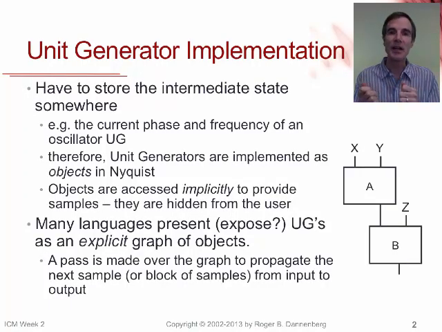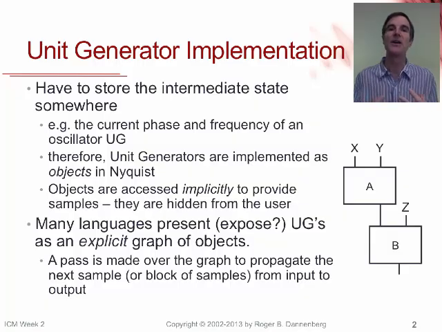So if you're doing things incrementally, sometimes this is called stream processing or just incremental processing, but you need to store information from one block of samples to the next. So for example, the current phase and frequency of an oscillator at the end of one block has to match the phase and frequency at the beginning of the next block. So therefore, unit generators are implemented as objects in the sense of object-oriented programming within Nyquist. So they retain some state information.